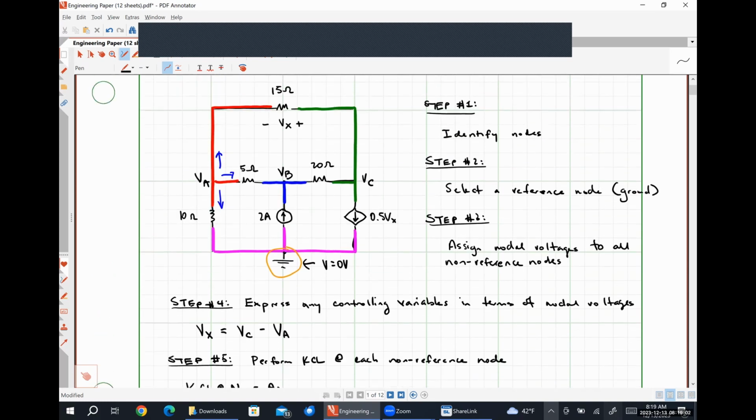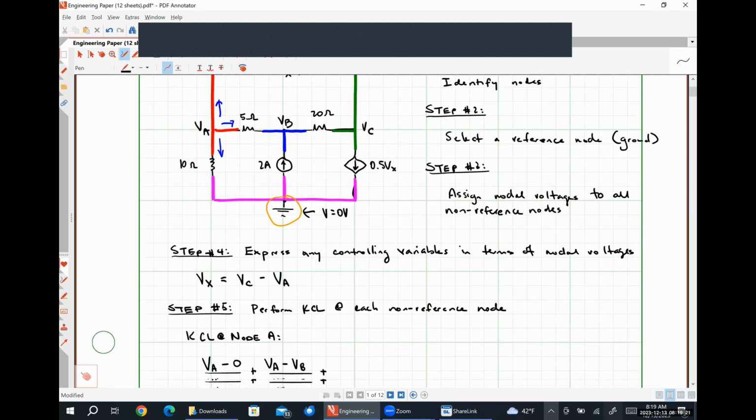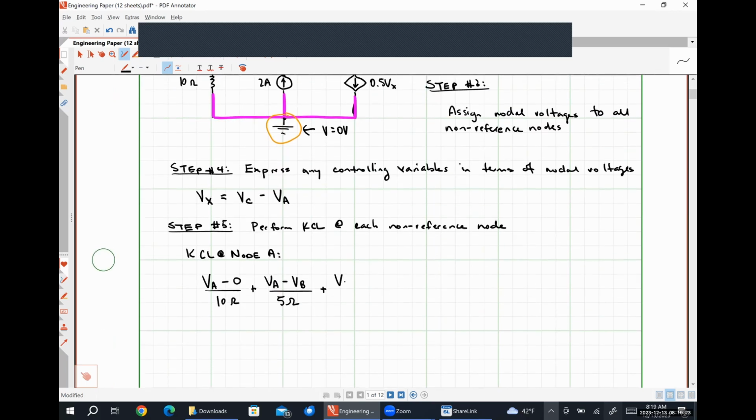All right, now we have the current flowing up through our 15 ohm resistor. Who wants to tell me what that's going to look like? Brennan. Absolutely right. VA minus VC over 15 ohms.